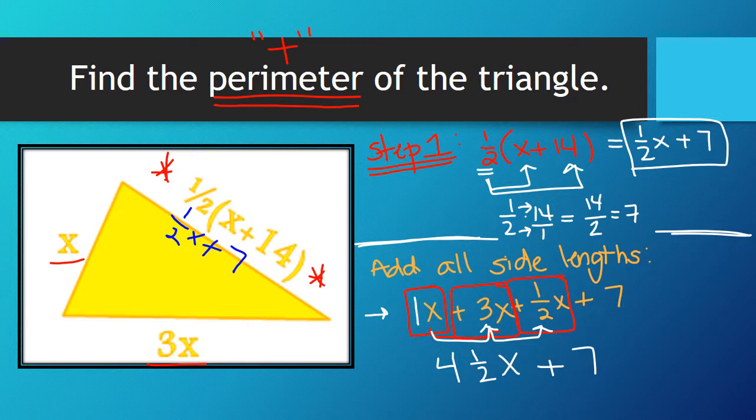Now, this is actually your perimeter. You cannot go farther than this. This is your answer right here. And that is because they're not like terms. One of them has an x and one of them does not. So that would be as far as you can actually go on this problem.